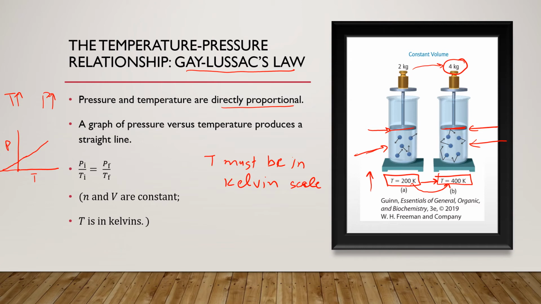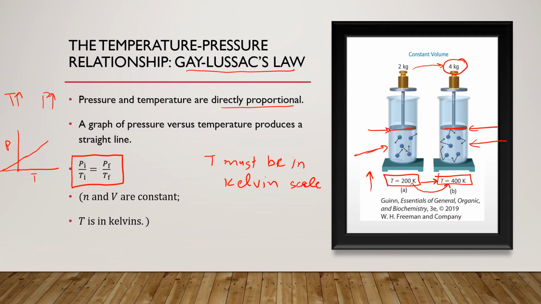The expression to solve problems related to Gay-Lussac's law is Pi over Ti equals Pf over Tf, where Pi and Pf are pressure values at initial and final states, whereas Ti and Tf are the temperature values at initial and final states.